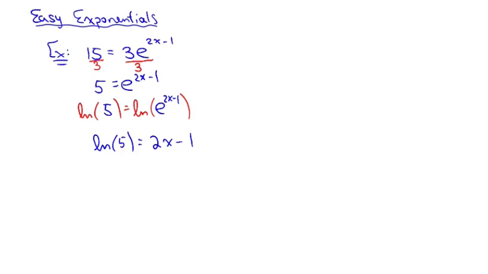Move 1 over on the other side, and you get 2x is equal to 1 plus ln of 5. And divide by 2. So you get 1 plus ln of 5, all divided by 2.